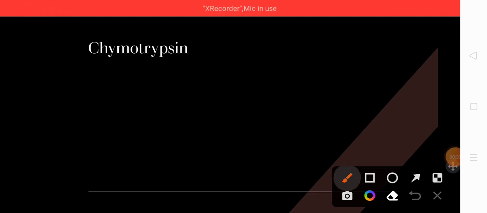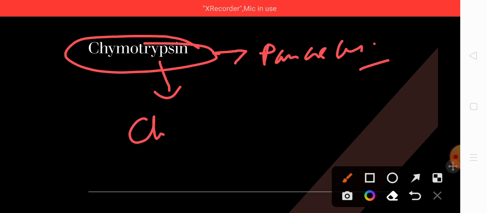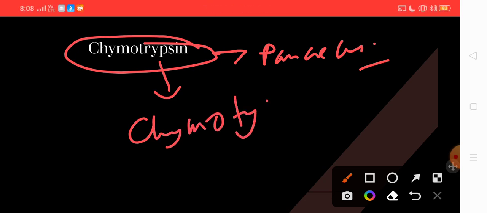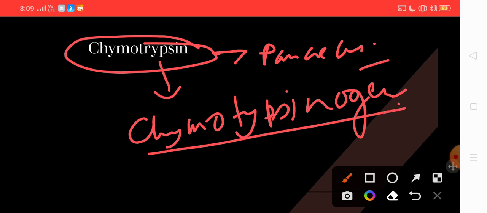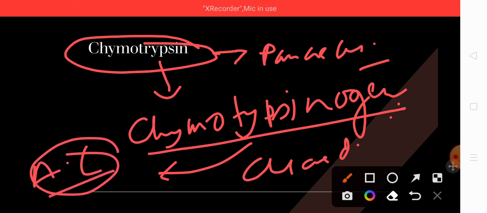So chymotrypsin is an enzyme which is mainly synthesized in the form of its precursor in the pancreas. Its precursor is chymotrypsinogen, which is obviously enzymatically inactive. Now this chymotrypsinogen will be cleaved and converted into active chymotrypsin. This active chymotrypsin is nothing but three polypeptides interconnected via disulfide bonds.